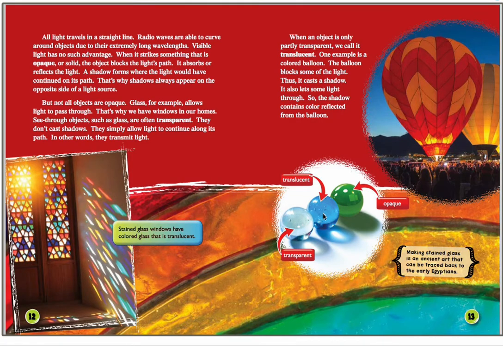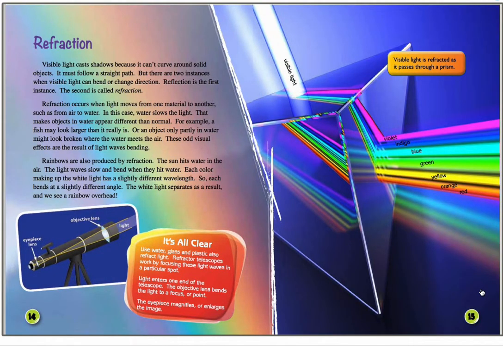So translucent, remember, allows light to pass through, giving that color as it goes through. Transparent, remember, is when light is able to completely pass through and we can see through it. Okay? Opaque, remember, means that it is blocking and we cannot see through it. So see how our shadow is blocked out. So making stained glass is an ancient art that can be traced back to the early Egyptians.